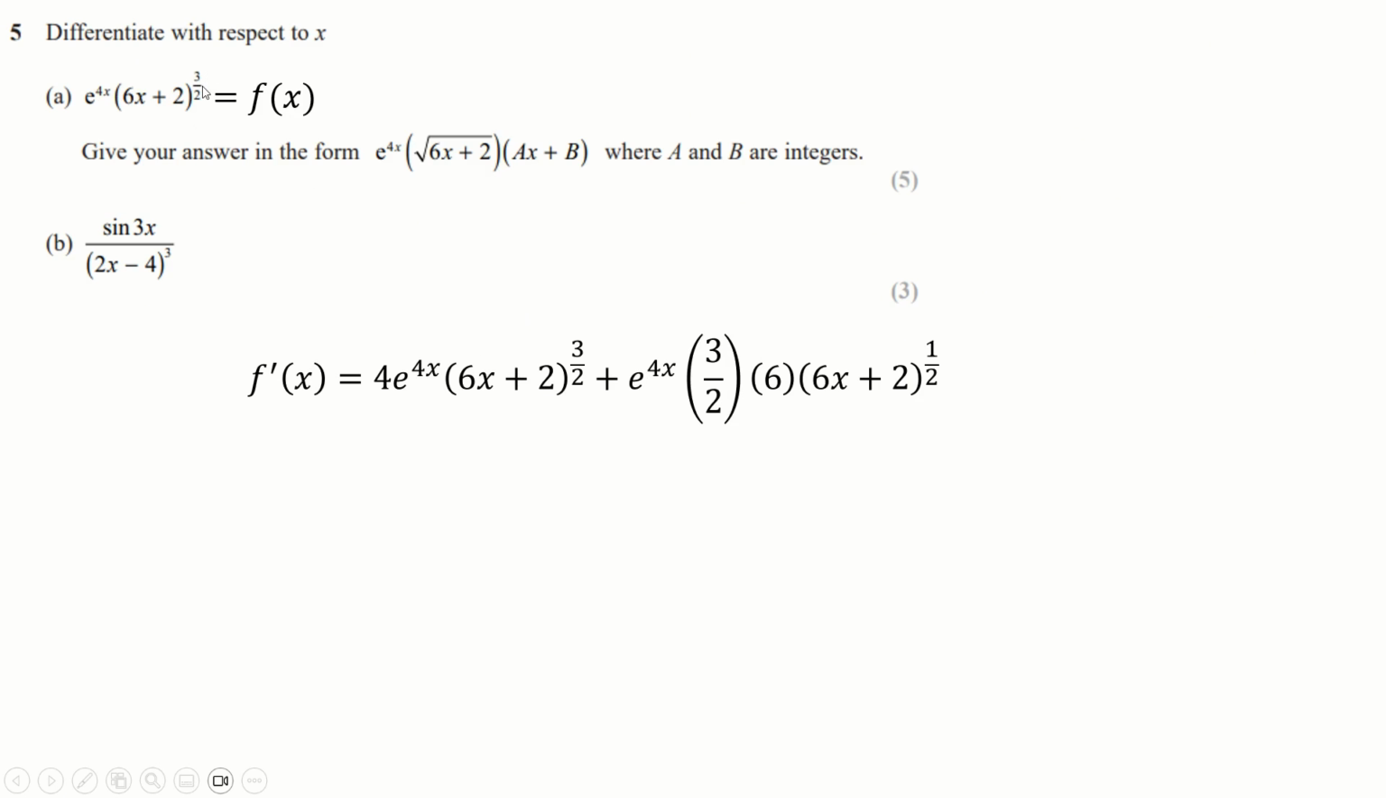Chain rule says to move this 3 over 2 down to the front, which is there. The derivative of the inside is just 6, so that's there. And then you keep this the same, lower this down by 1 to get to a half. And I just got some sorting out to do. 6 times 3 over 2 is 9.